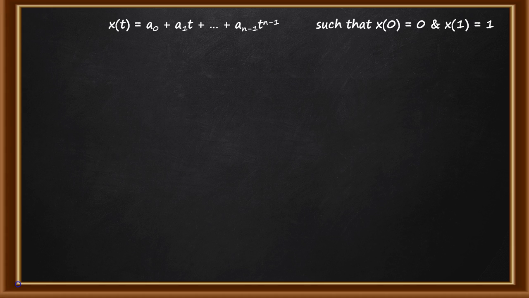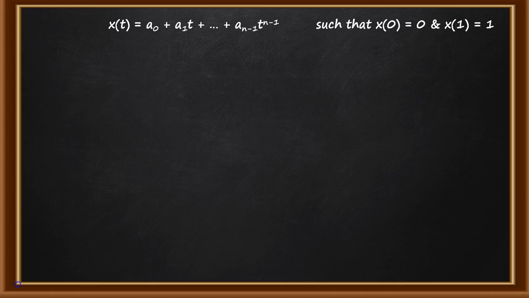Here our given set of polynomials is x(t) = a0 + a1 t + ... + a(n-1) t^(n-1). The conditions given are that x(0) is equal to 0 and x(1) is equal to 1. We don't know the values of the constants, so first we'll put these conditions on this polynomial and find out the equations we get. Basically the equations are regarding the coefficients of this polynomial.